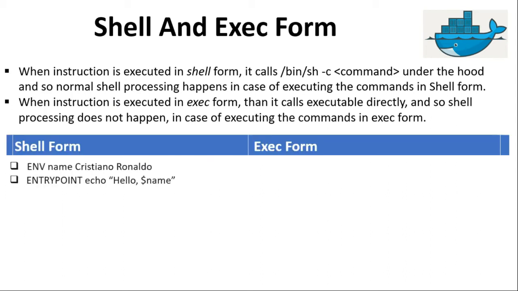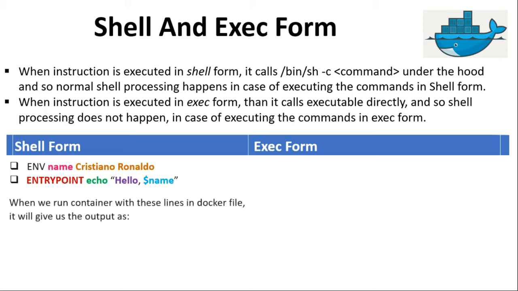So friends, suppose our Docker file contains these 2 lines, that is the env instruction and the entry point instruction. Now friends, before moving on, let me tell you that we will see the env instruction in detail in our next session. But for now, let us assume that the env instruction defines the variable name and its value. So here in this env instruction, name is the variable name and Cristiano Ronaldo is the variable value. And friends, in the entry point instruction, we are executing the command echo to print the message hello and then the value of the variable name.